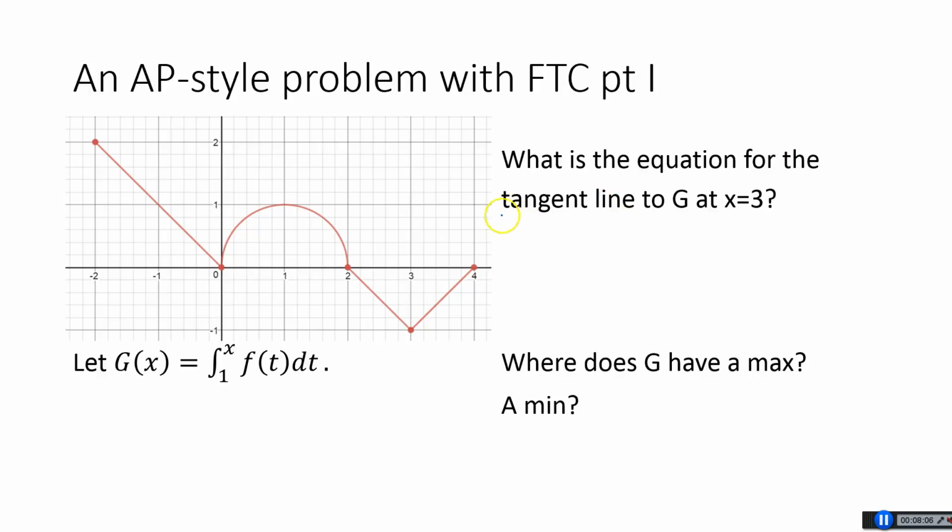What is the equation for the tangent line to g at x equals 3? Here's our g of x function. It hasn't changed. It's the accumulation function from 1 to x. So we need to find the tangent line. The rules don't change. We have a point and a slope.